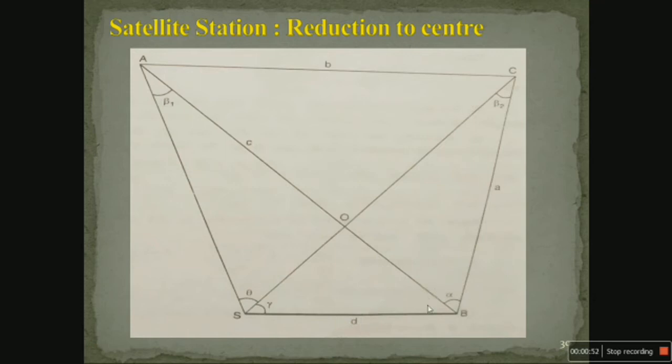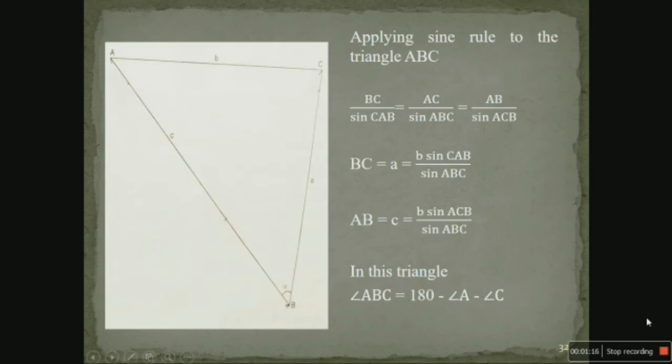So we have to derive the equation for finding the alpha value. The meeting of these two lines at one point is noted as O, and the sides of the triangulation survey are A, B, C. Here I am considering the triangle ABC, applying the sine rule. Here I am finding small a and small c.